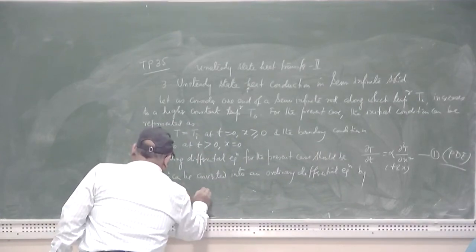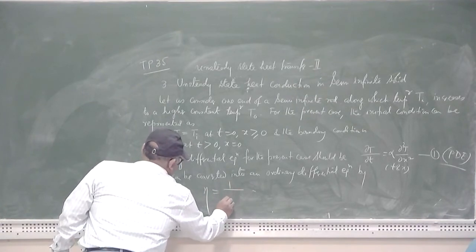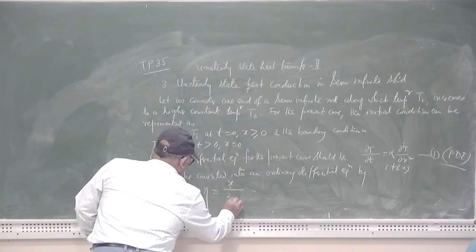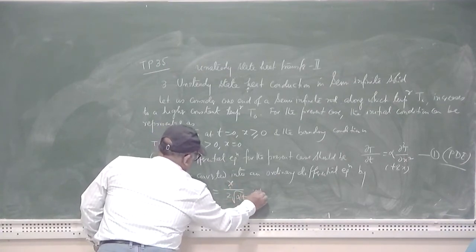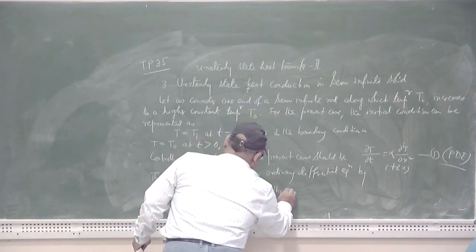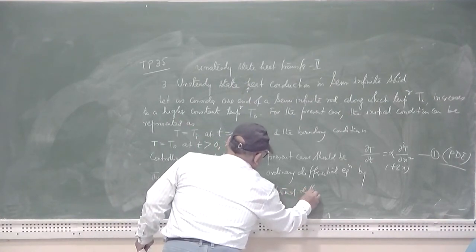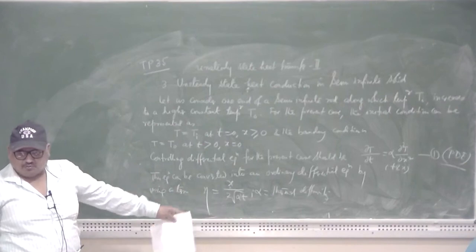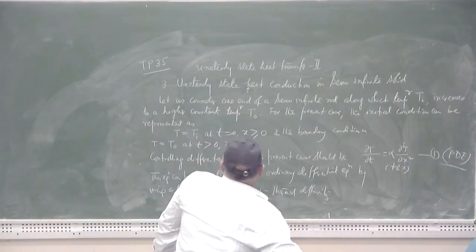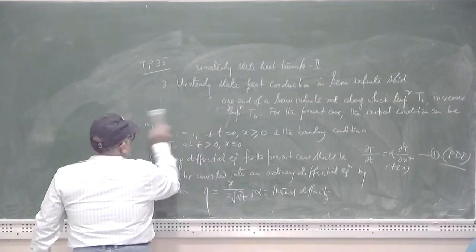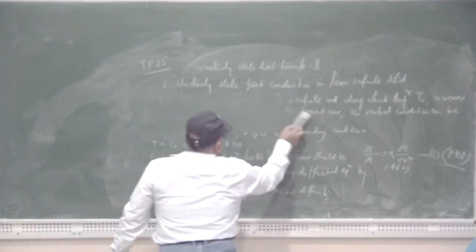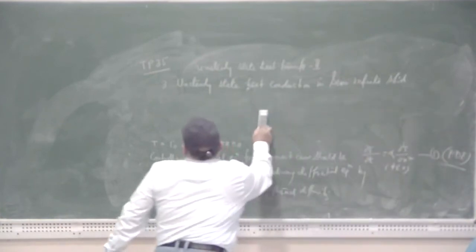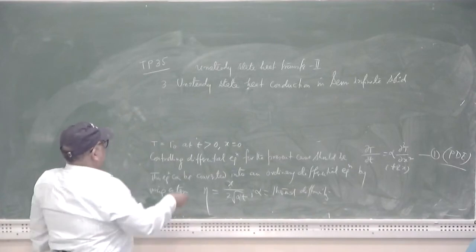by using a term eta equal to x upon 2 under root alpha t, where alpha is the thermal diffusivity. Once you utilize this term eta equal to x upon 2 root alpha t, if you examine the nature of this term, you will find that this quantity is entirely dimensionless in nature. Let us see how.